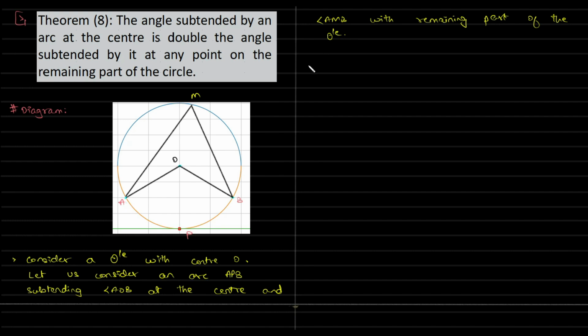So what is it that we need to prove? To prove angle AOB is 2 times that of angle AMB. This is what we need to prove. Now how do we prove this?